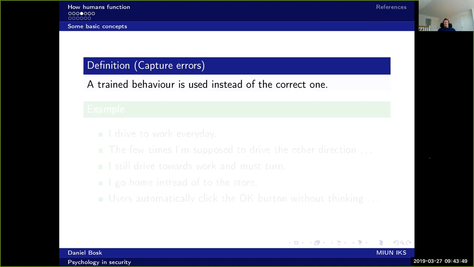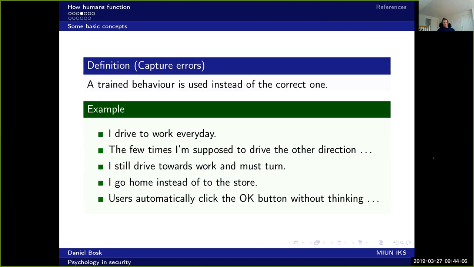Another basic concept is capture errors. This is probably something you are very well familiar with. It's when a trained behavior is used instead of the correct behavior. So for instance, if I drive every day to work, the very few times that I'm supposed to drive to another direction, I still go out in the direction of work, and then I realize, oh, I'm driving the wrong direction, and then I have to turn.